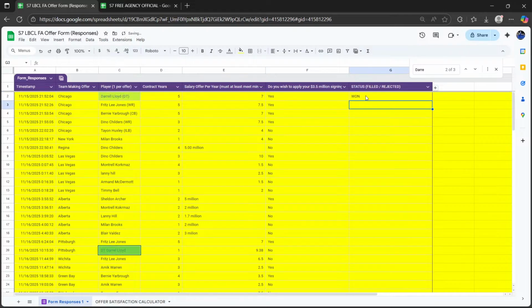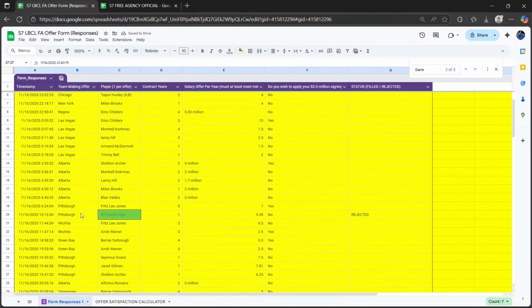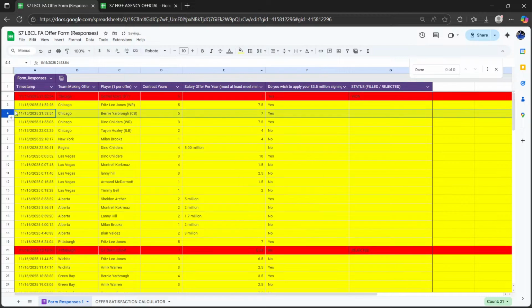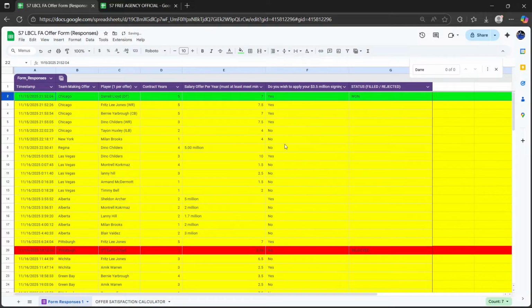So we go back over here. We're going to write 1. We're going to write rejected. And we are going to write rejected. For keeping track of this, we're going to go through like this. Highlight these red. Highlight this one green. And when I'm all done, I'll put your players on your teams. And we'll do this again.